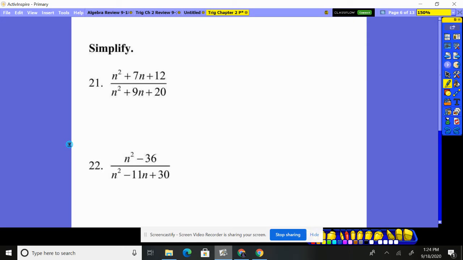Number 21 wants us to simplify this. Well, to simplify it, I recognize a trinomial. As soon as I see a trinomial, I'm like, hey, does that break down into the product of two binomials? So yes, the top will break down to n plus 3, n plus 4. Okay, because then 3 times 4 is the 12, and 3 plus 4 gives me the 7.